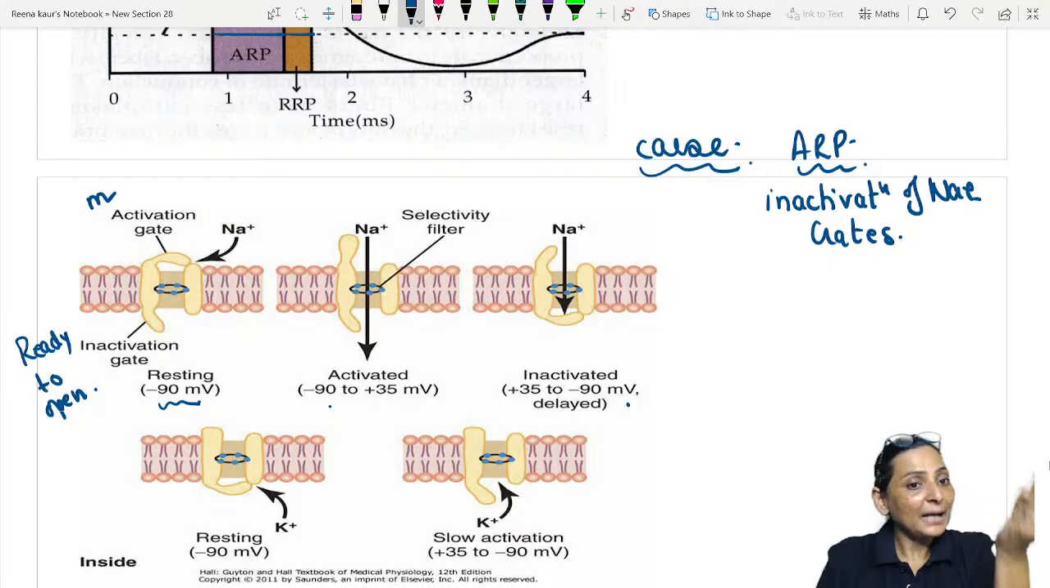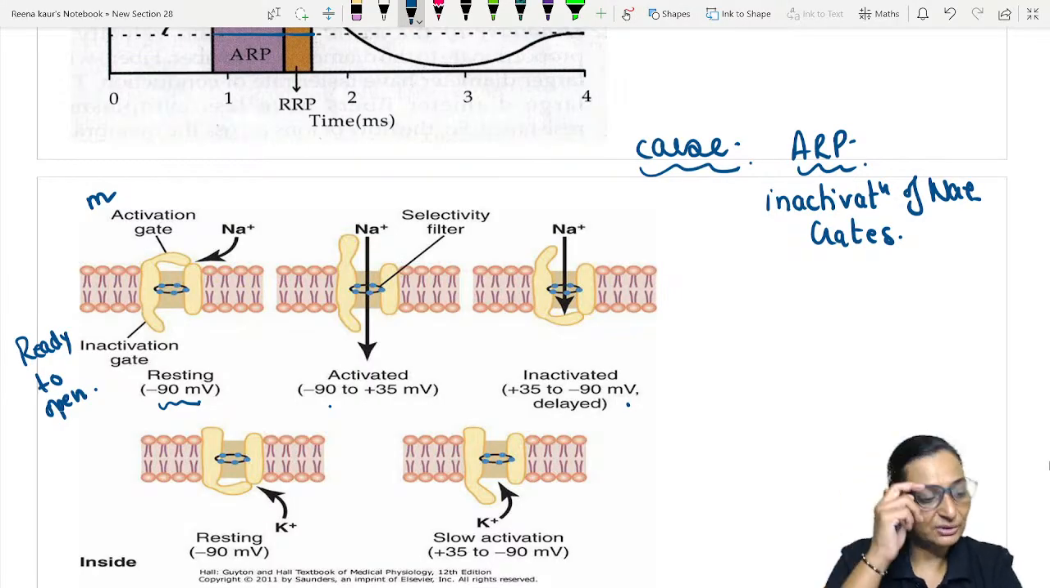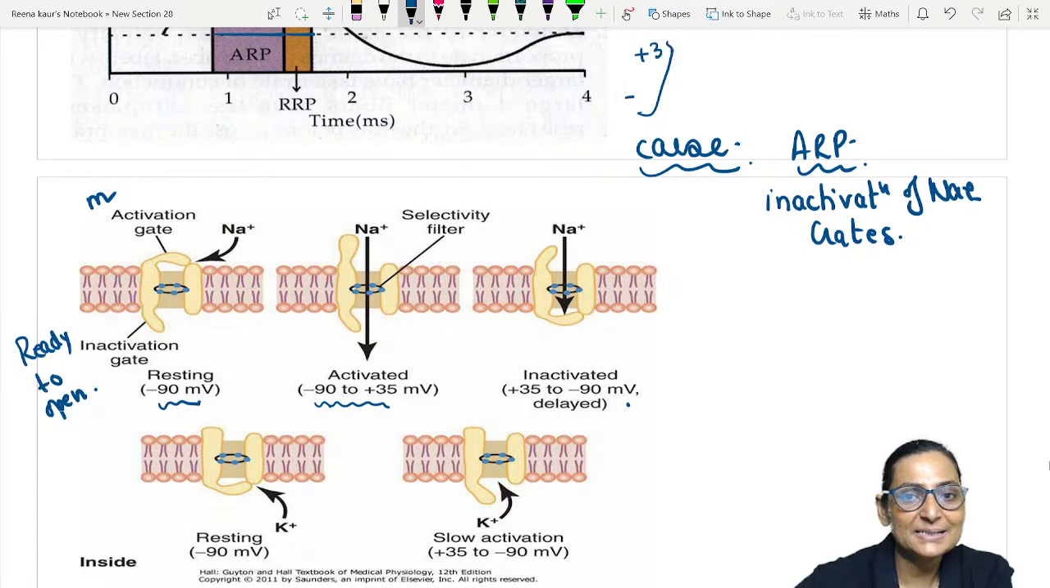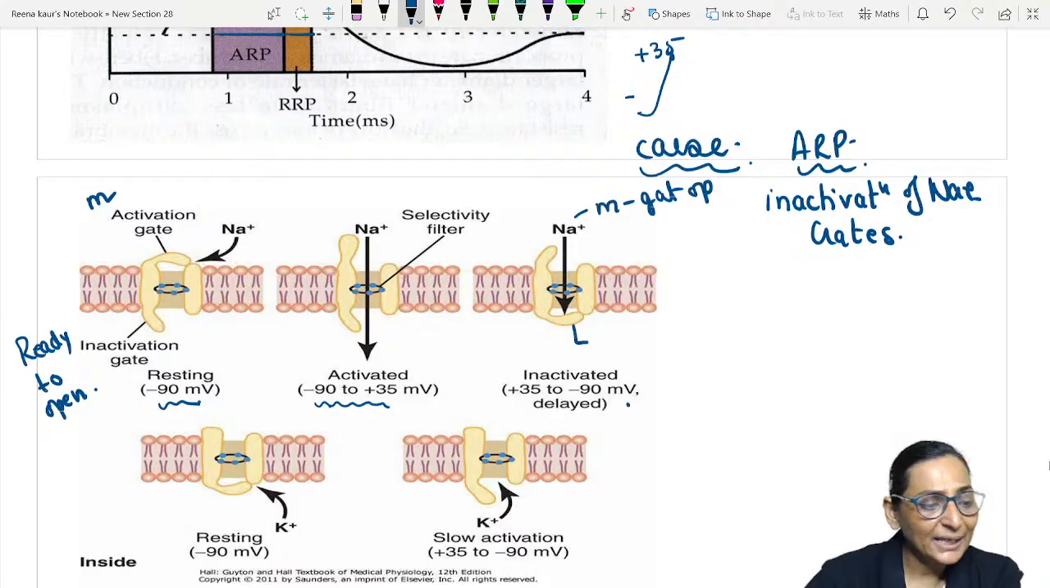Remember, activation gate जो बाहर है, जिसको हम M gate बोल रहे हैं, ये इतना काम का नहीं होता है. This is not so important in comparison to the inactivation gate. So ज्यादा important कौन सा है हमारे लिए? Inactivation gate. So जब RMP is minus 90, they are ready to go. That means inactivation gate खुला हुआ है. As soon as you give a threshold stimulus, the activation gate will now open and the sodium ions will easily enter inside. Now this phase from minus 90 to plus 35, when there is upstroke, as soon as you cross the overshoot, you will see that although these M gates are open, बट नीचे के इनएक्टिवेशन गेट्स, जिसको हम H गेट्स भी बोलते हैं, ये बंद हो जाते हैं.